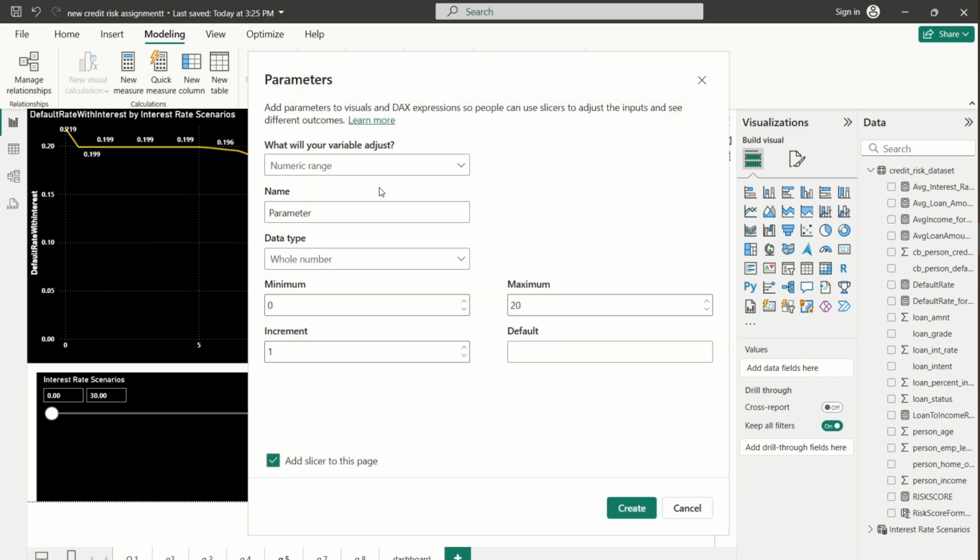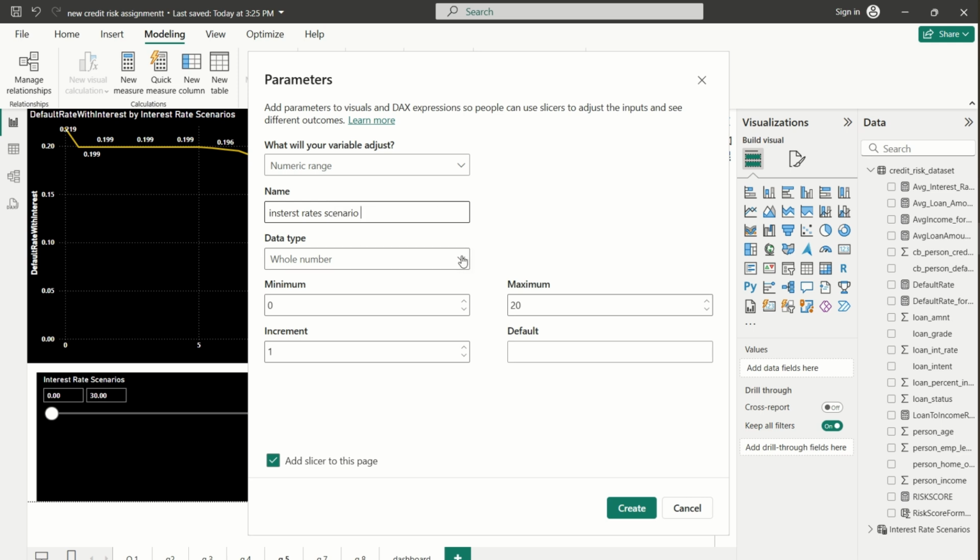Then in numeric range, you have to select numeric range. In parameter, you have to give a name for the parameter. So I have given interest rate scenario.